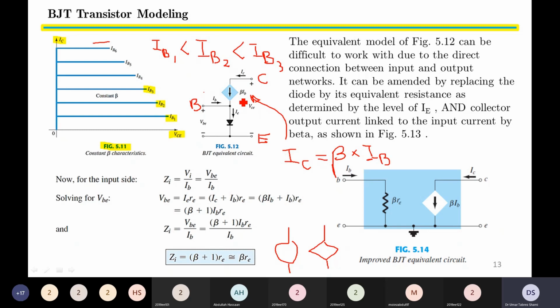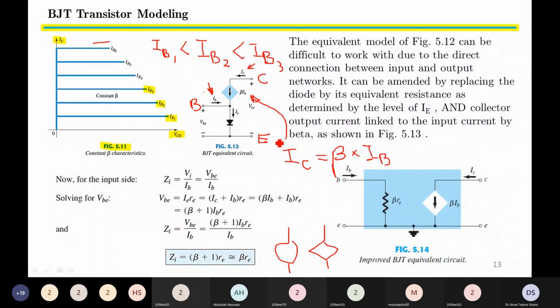This IB flows from the base into the emitter, and we can see IB just near the base terminal over here. This is IB. And the collector current found over here is equal to base current multiplied by beta.